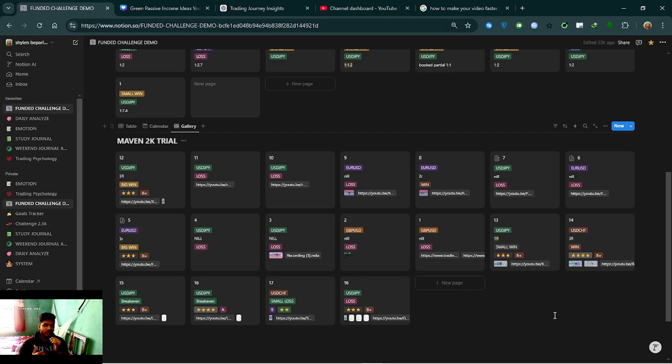Always start your analysis from the higher time frame. It doesn't matter if you're an ICT trader or whatever you are, you just go and try to understand the higher time frame, where the higher time frame wants to go, how the higher time frame is looking, and depending on that, you make your plan.